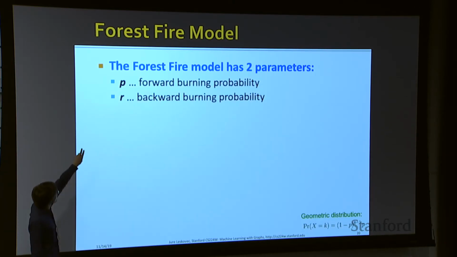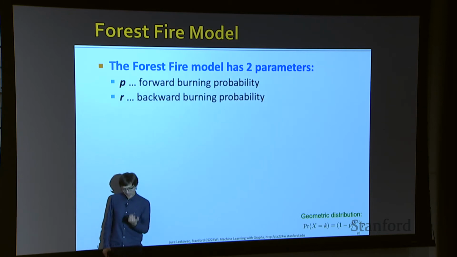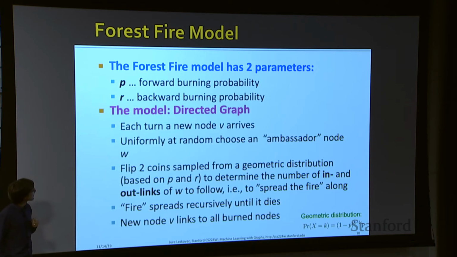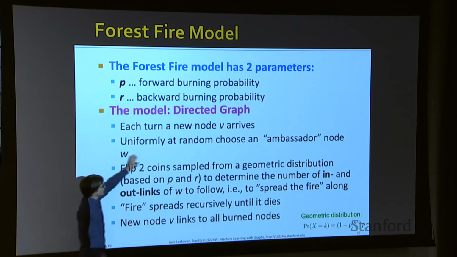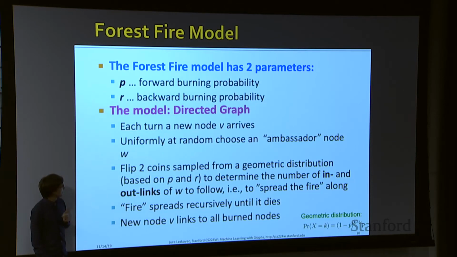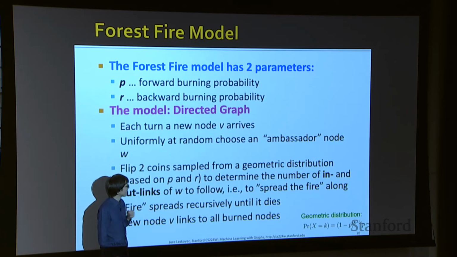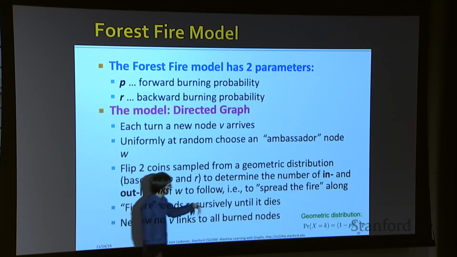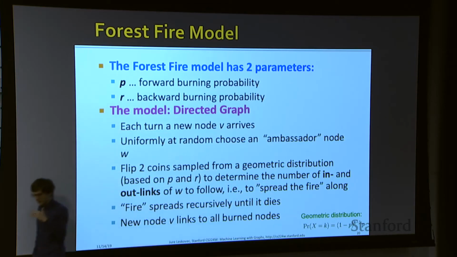So how exactly you do this is the following. You have two parameters, what we call the forward burning probability and the backward burning probability, because you can follow the references forward, or you can follow the references backward. This would be for directed networks, where the model operates the following. At each turn, a new node arrives. Uniformly at random, we choose this ambassador node W. And then we flip two coins, sampling from the geometric distribution with parameters P and R, that determine what number of in and out links of W we want to follow. And then we select that number of in and out links of W and spread the fire along those links.